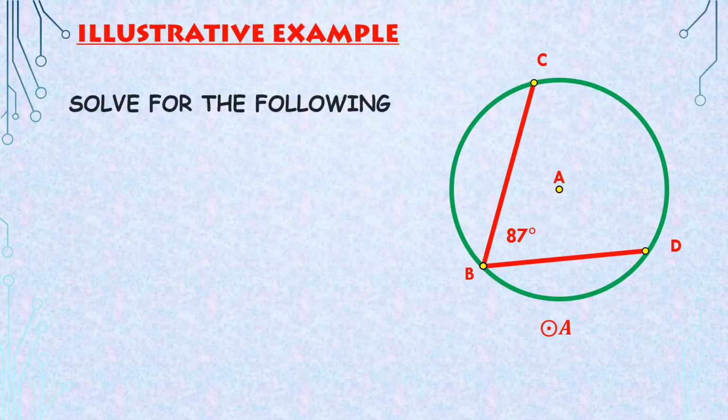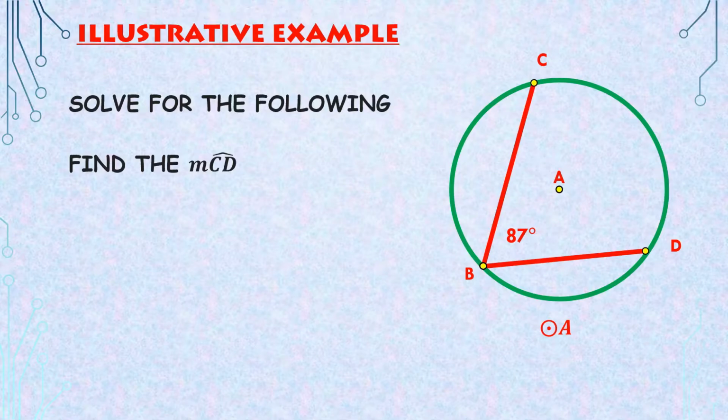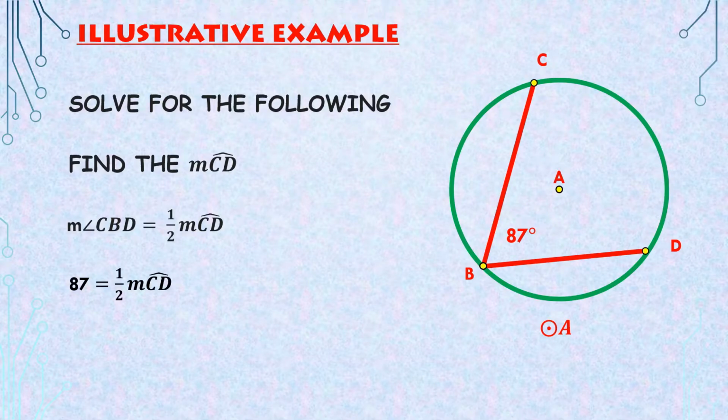Now let's have another example. Find the measure of arc CD. Since the given is angle CBD with intercepted arc CD, you can say that the measure of angle CBD is equal to 1/2 of the measure of arc CD. Since angle CBD is equal to 87 degrees, we can replace it with 87, giving us 87 is equal to 1/2 of the measure of arc CD. Multiplying both sides by 2, we will have the measure of arc CD equal to 174 degrees.